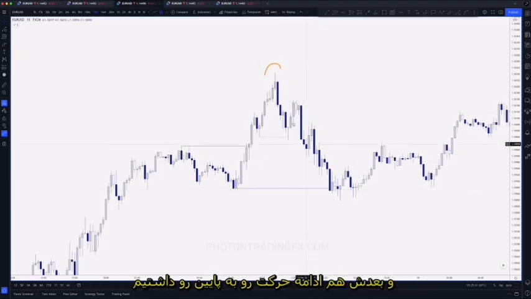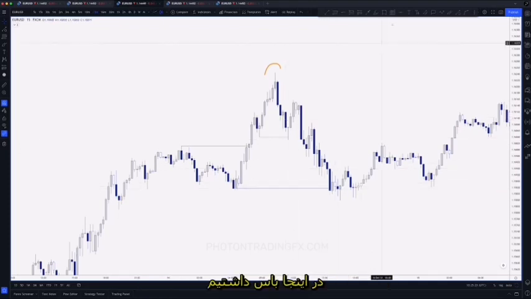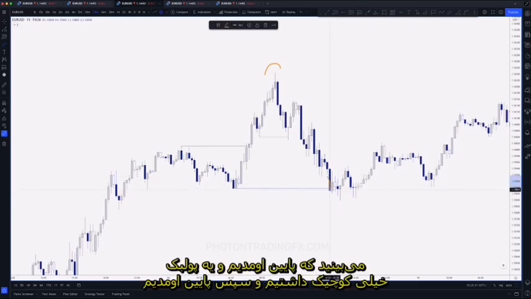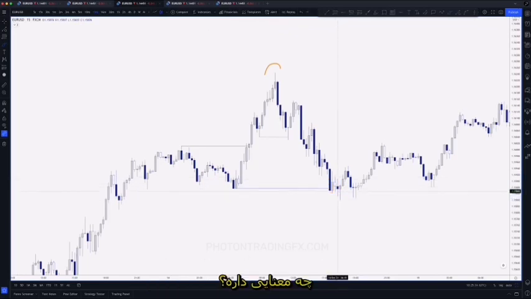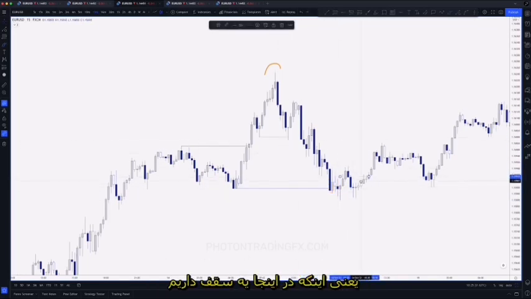And now you can see how we can then look for that move to the downside. And then we break structure down here. But then what happens? You see how we come down, we have a very, very small pullback, and then we pull down. What does that mean? Well, that means that we have a high here, because this high here took the low.